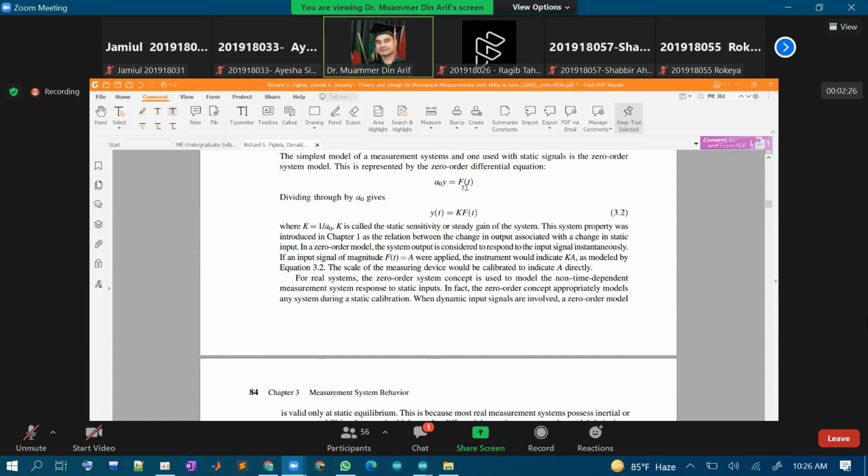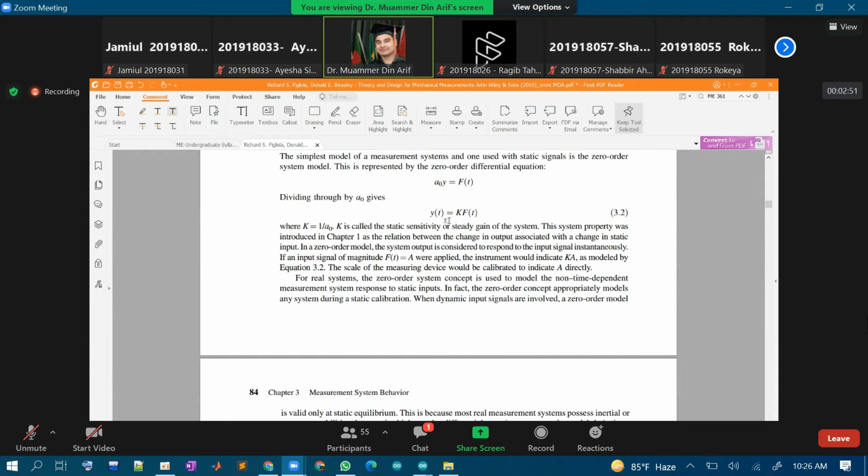And essentially, a system like that is where the input is proportional to the output. The input to the system, or the excitation বা force যেটাই আমি measure করছি, is proportional to the output, which is the signal generated by the measuring system.